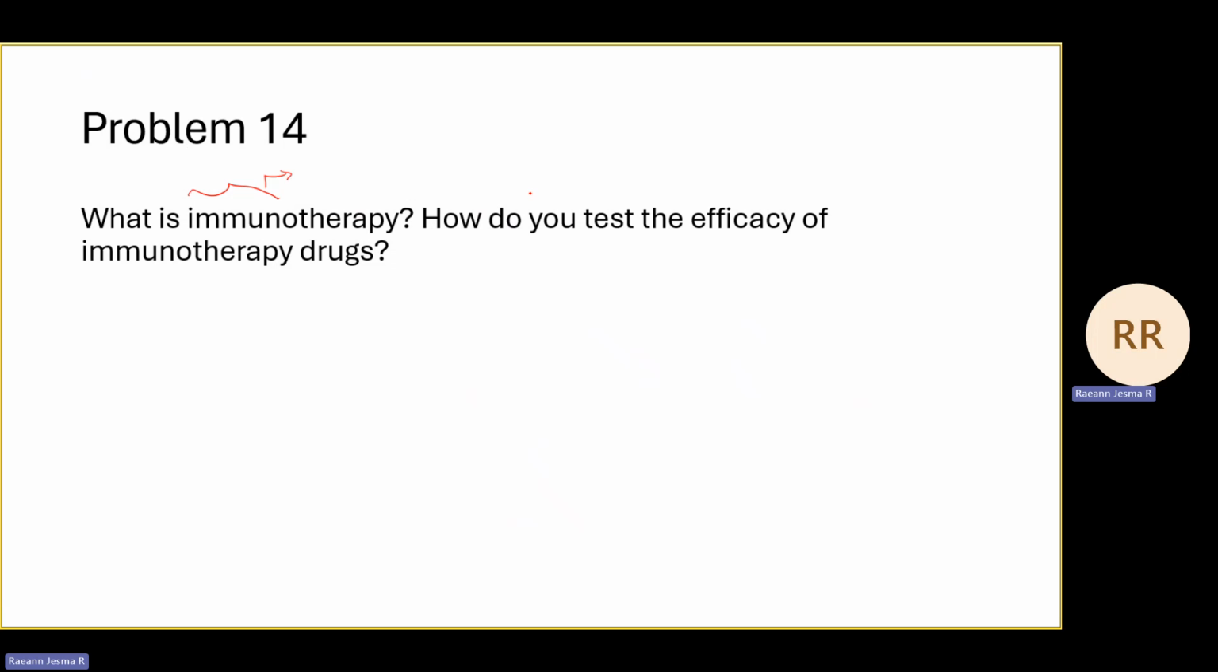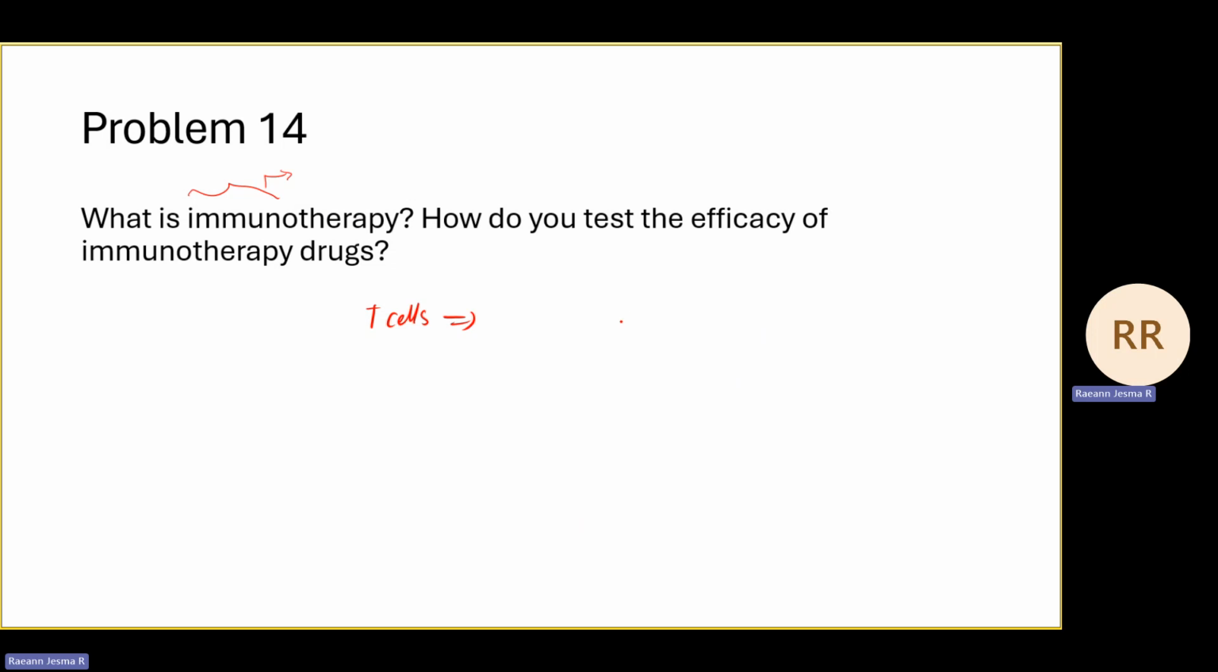In this therapy, we use our immune system to fight the cancer cells. So what happens is that instead of giving drugs which will kill the cancer cells directly, we give some drugs to the immune cells which will make them fight the cancer cells. Generally, in immune cells we have various types of cells, but there is one type of cell called T cells. These T cells are the ones that are generally used in immunotherapy. And how do we test the efficiency of these immunotherapy drugs?